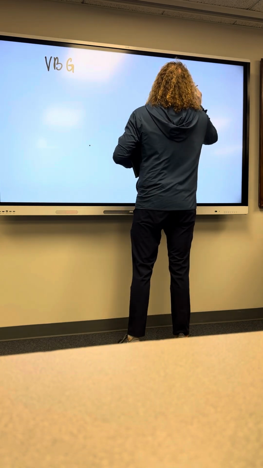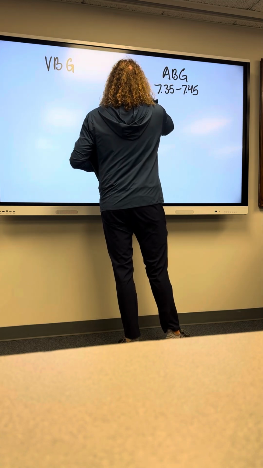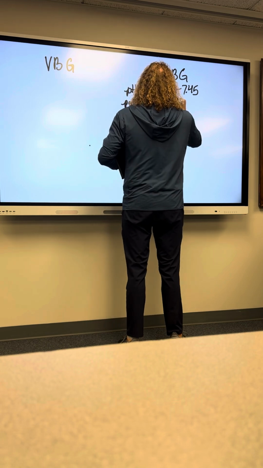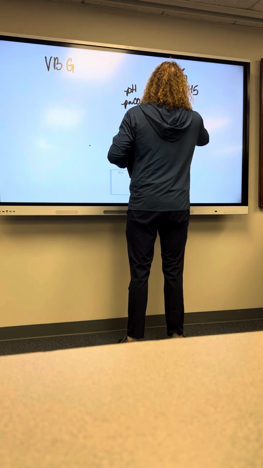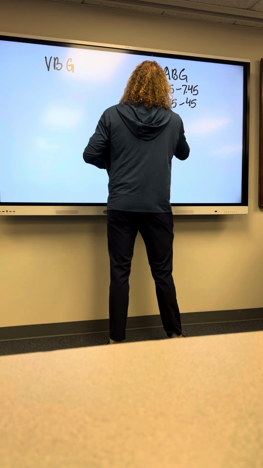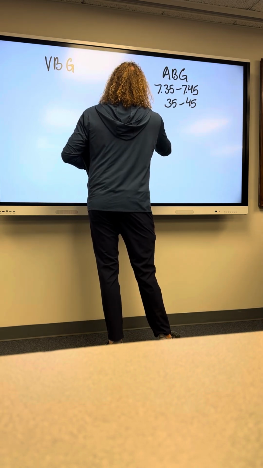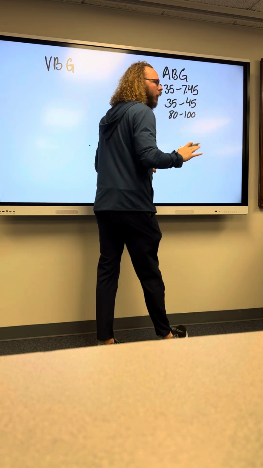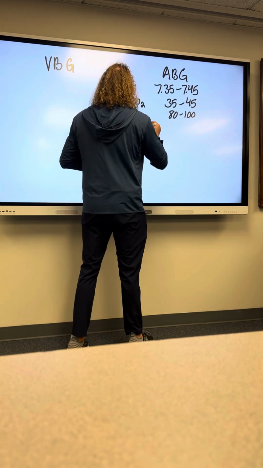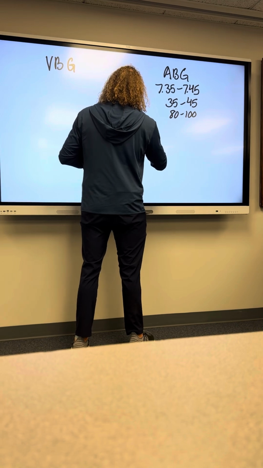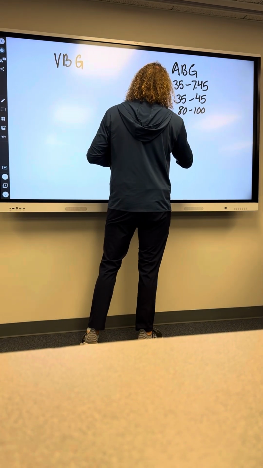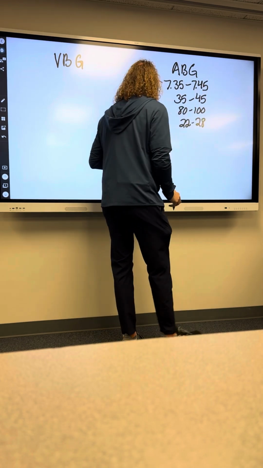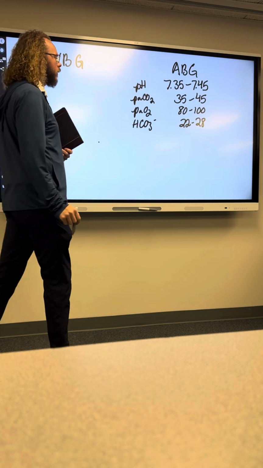The pH is 7.35 to 7.45. PaO2 should be 80 to 100 in a perfectly healthy, normal adult. Bicarb, anybody know that one? It's like 22 to 28. Some books say 22 to 26, some say 22 to 28, but that's pretty much it.